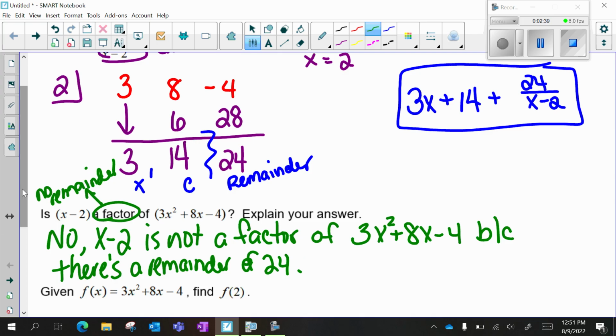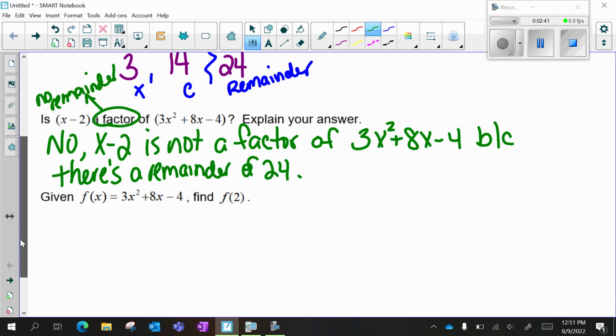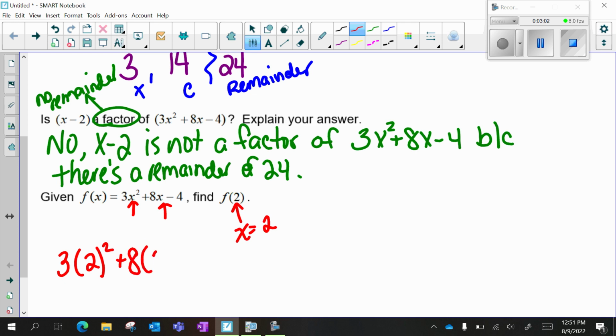Okay? And then it says, given f of x equals 3x squared plus 8x minus 4, find f of 2. So remember that this number in here is always our x. So that's x equals 2. So I'm going to take all of my x's and replace them with a 2. So 3 times 2 squared plus 8 times 2 minus 4.